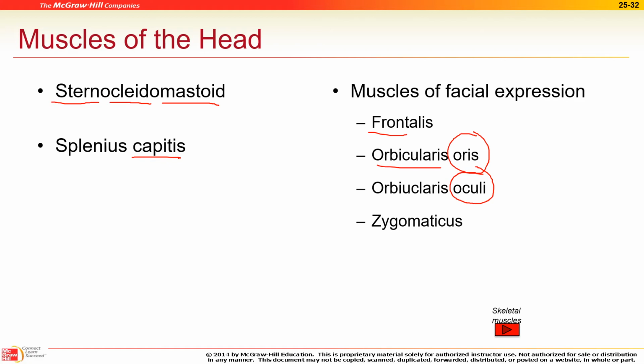Zygomaticus. Point to your zygomatic arch. Do you remember? Your zygomatic arch. So you have a temporal bone, and then you have a zygomatic bone that makes a bridge. So if you look right there, the muscle that attaches right there is the zygomaticus, right? So just name the muscles on where they are located based on the bone. So if you get the bones down, you're pretty good.